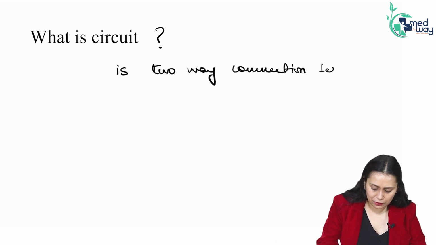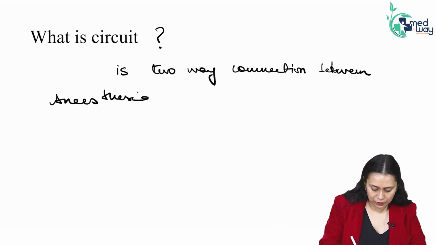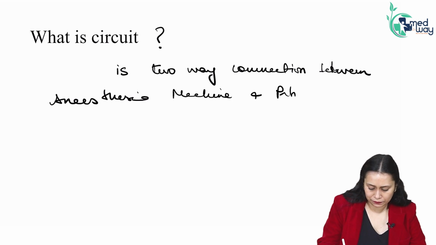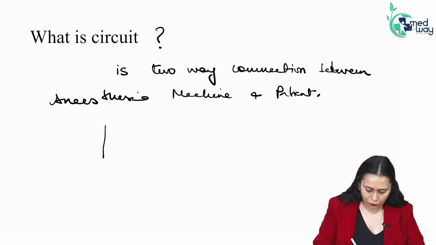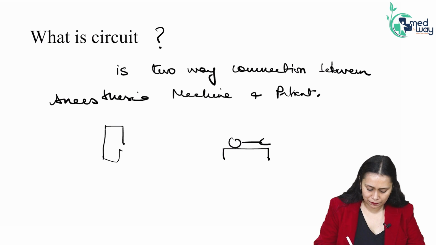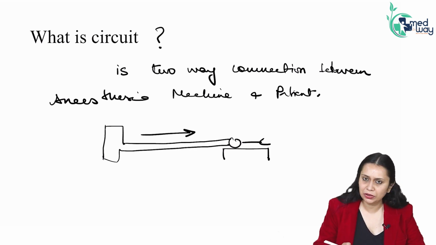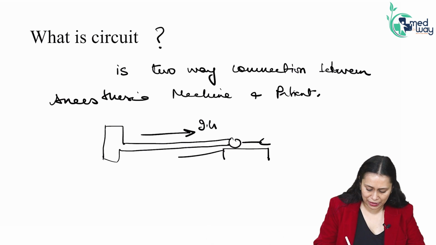Two-way connection between anesthesia machine and patient. Okay, it brings the inspiratory gases from anesthesia machine towards the patient, right? The circuit brings the inspiratory gases towards patient and it removes the expiratory gases away from the patient.